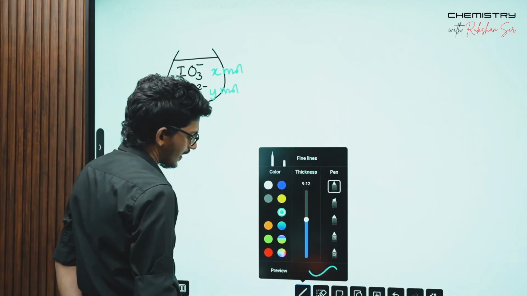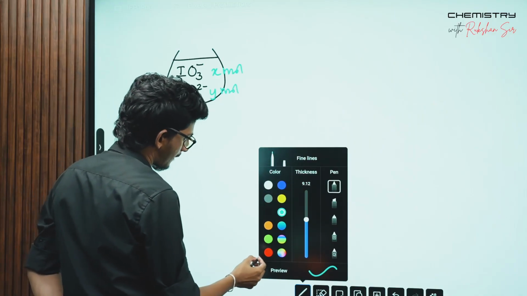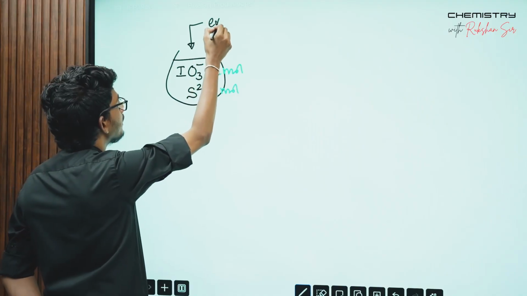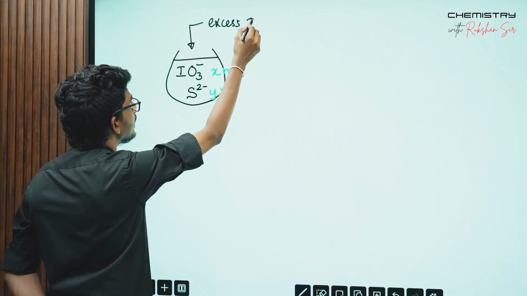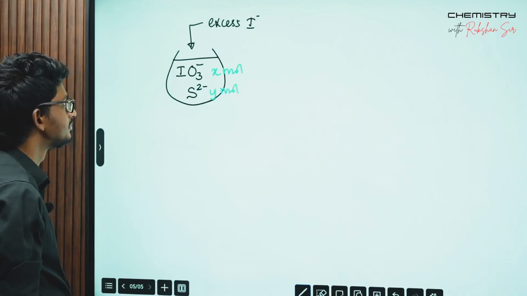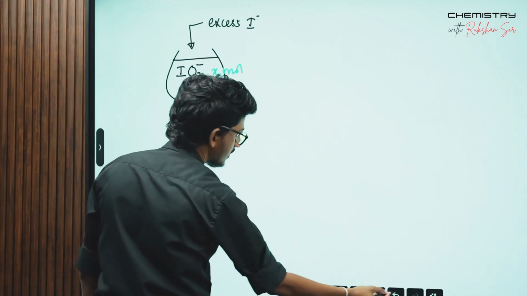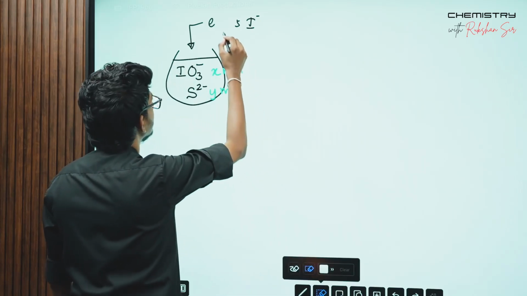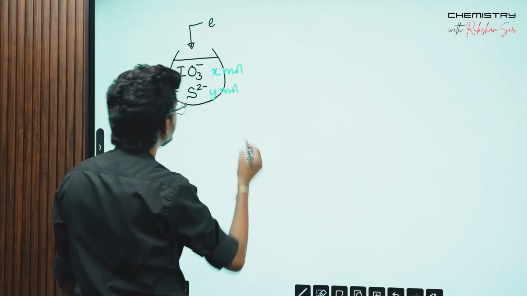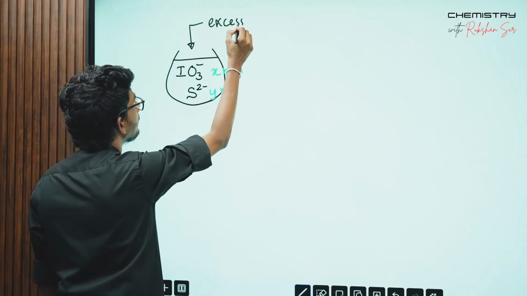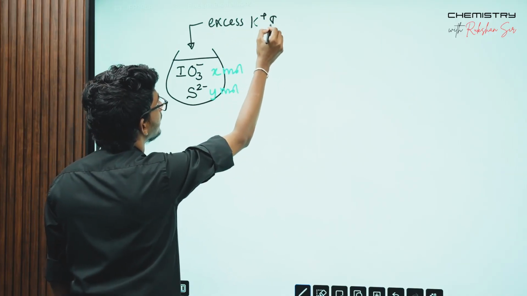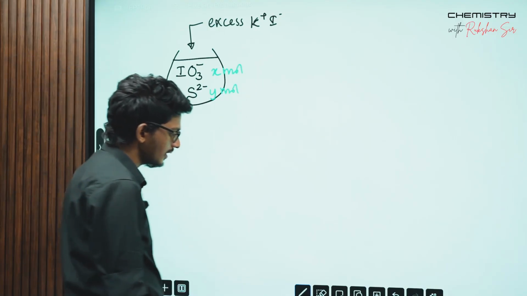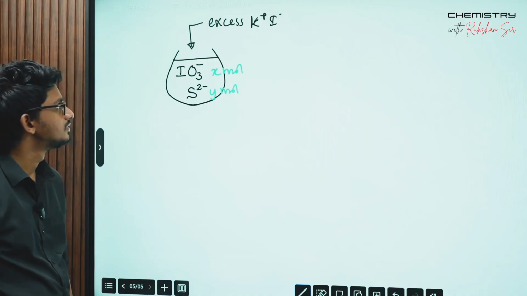Right, and you are adding some I minus from the top, KI, let's say KI. You add in some KI from the top. KI means K plus and the I minus, right? Okay, let's decide the reactions which could occur here.